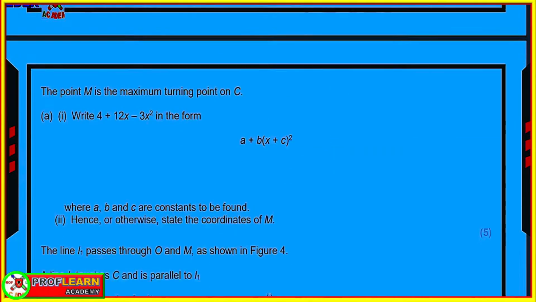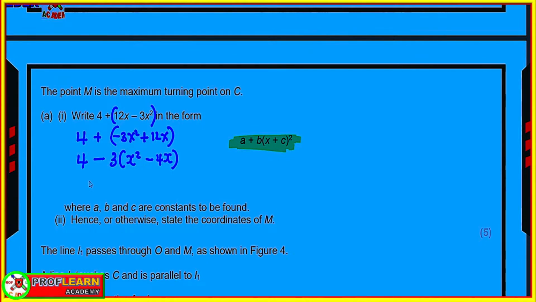Then the next question here, we are supposed to write this expression that we have in the form a plus b into x plus c squared. So we are going to use the completing square method, and whenever you are using completing square method, you are going to group these terms, and then we are going to factor out -3. So we shall factor out -3 in this case, and we shall have our equation being 4 minus 3 into x squared plus 4 minus 4x, because if you multiply -3 times -4, that becomes +12.